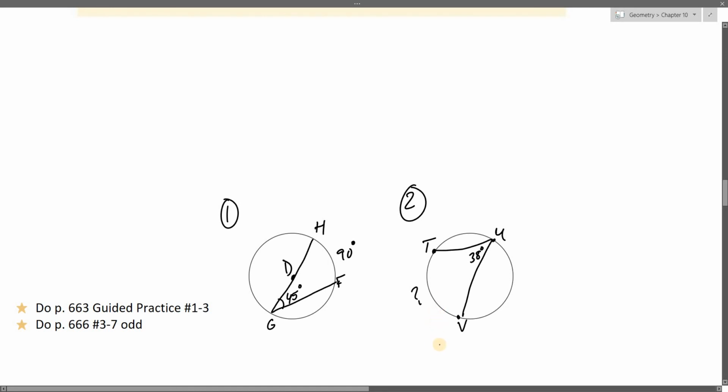At this point you should be saying, oh, it's double. Remember the angle's half, so this must be double. And so we double 38, that's going to give us 76 degrees. And so there's the answer for that one.